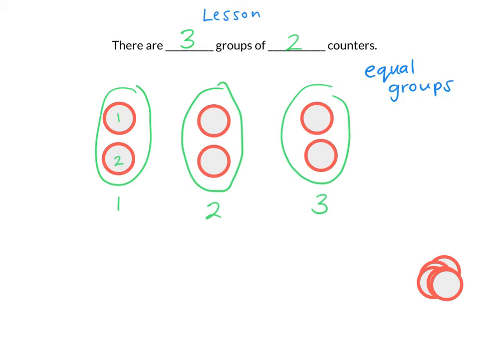So my sentence changed, but it still is the same amount. In the first problem, I still had 6 counters, but I just had it arranged a different way. In this problem, I have still 6 counters. They're just now in groups of 3, okay?